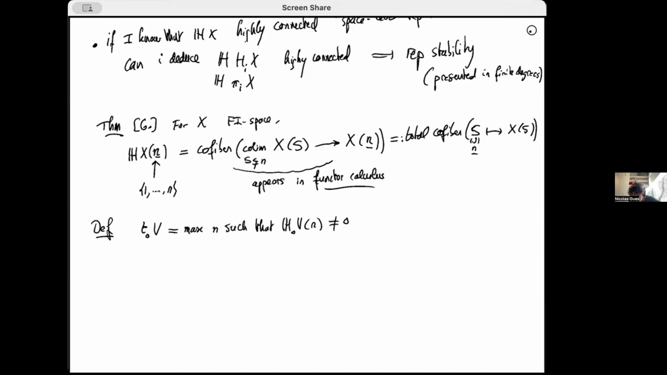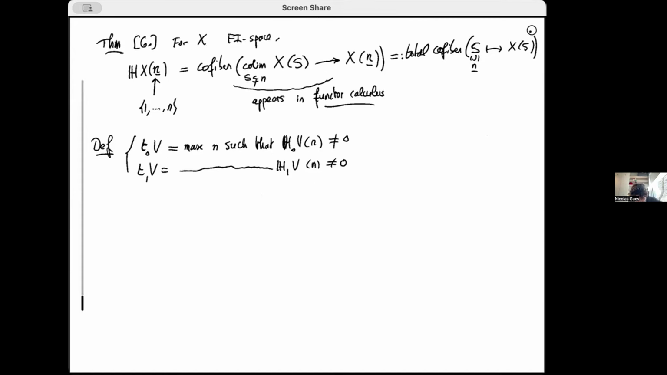So this controls what's the maximum degree, maximum cardinality of generators of V. And I can define similarly T1, which will be the max n such that H1 of V of n is non-zero. And my goal is to bound these two quantities.